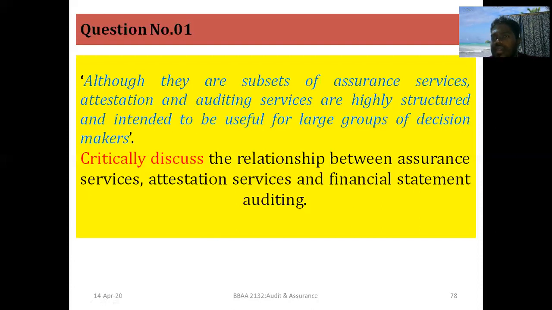But finally, if you want to give the perfect answer, the following diagram clearly shows the relationship between these three concepts. Then you can draw that particular diagram. Already we discussed in the previous video lecture, that oval format or circle, whatever, the three circles are there. The largest one is the assurance service. The second one is the attestation. The very smallest one is the auditing. That's a perfect way of giving the answer.